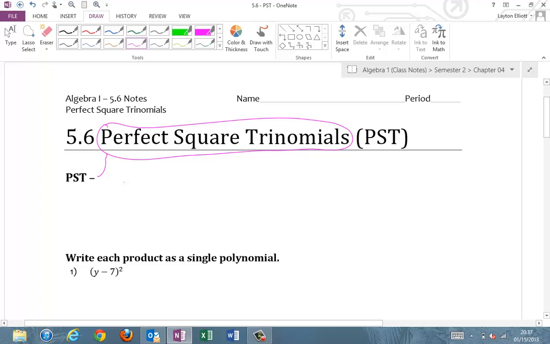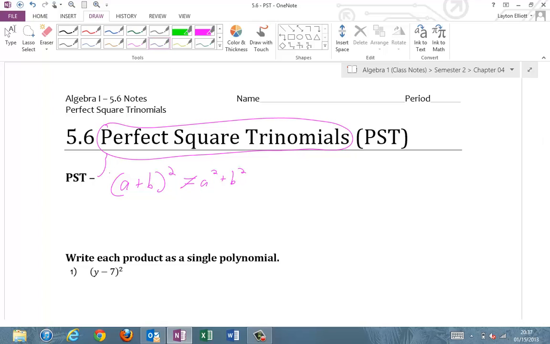Well, it's something that follows one of these two forms, and they're really kind of tricky to recognize until you work with a bunch of them and you see what happens. So if I square a plus b, anything plus anything else, if I square that, what I do not get is a squared plus b squared.